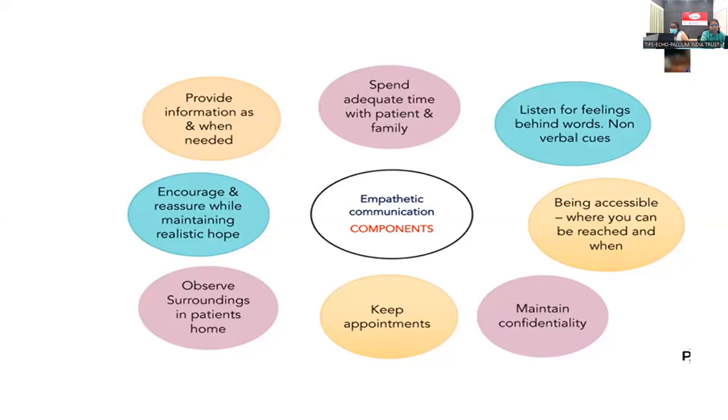Next is encourage and reassure while maintaining realistic hope. Realistic hope or perspective means no untruthful hope or expectation should be given to a patient. We shouldn't give any hope that is not truthful, such as hope that my illness or my pain will be reduced, or giving hope of living a long life or something like that. Unrealistic hope should not be given to patients.